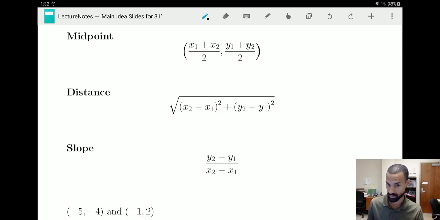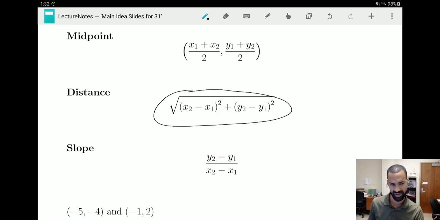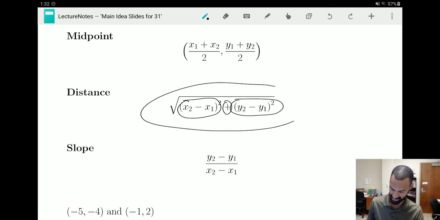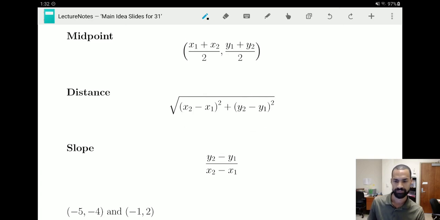Okay, that gives you a new point, the midpoint. Okay, distance, this one looks the most complicated. It's really not that bad. Here you're going to subtract the x values and square it, subtract the y values and square it, add those two together, then find the square root. It is kind of a lot going on there, but each step by itself is not too difficult. That will give you how far apart the 2 points are.